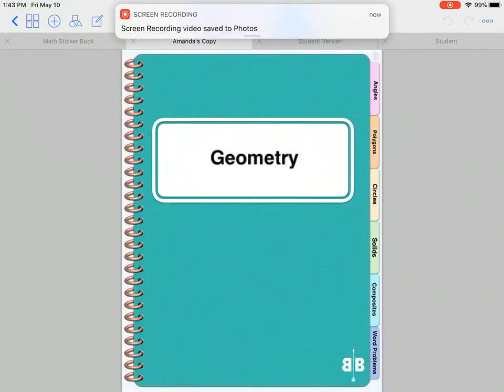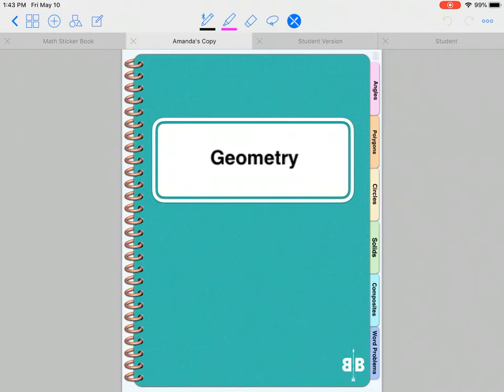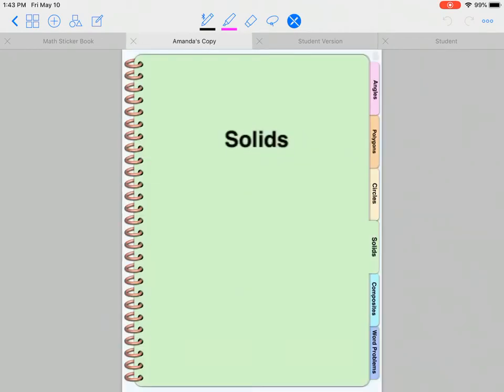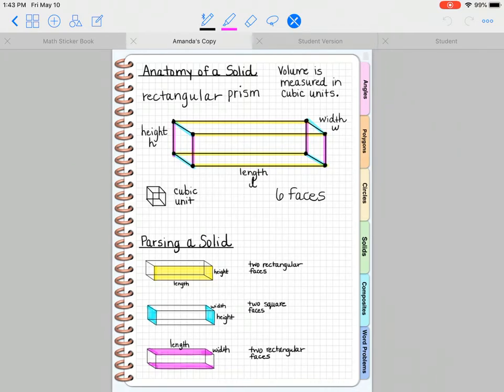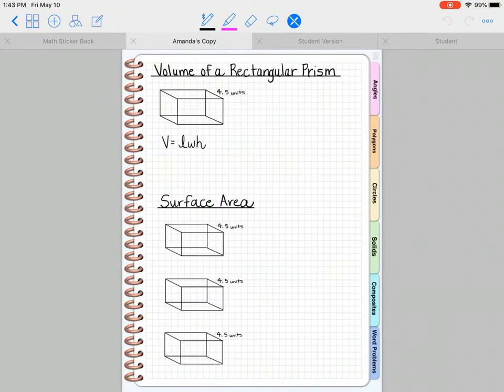Welcome back to the next section in our solids module. If we go to the solids tab, review that we did this last time. Remember, we talked about length, width, and height, and I showed you how to parse your solid to see the faces. So let's take a look at a problem that actually has a formula and dimensions.